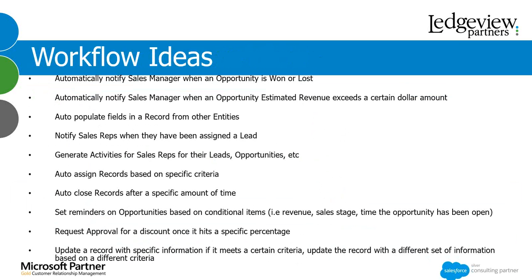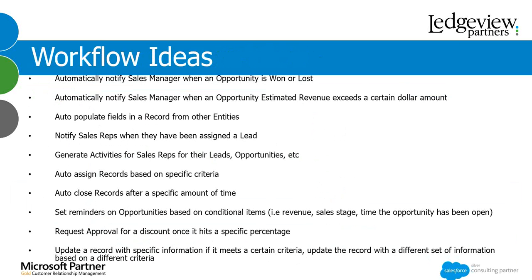You can generate activities. So if a sales rep receives a lead or an opportunity, you can set activities for them for 1 week out, 2 weeks out, 3 weeks out. That way, that sales rep doesn't have to go in and manually create them. You can auto-assign a record. If an opportunity goes above a certain amount, you can auto-assign that to a different user.